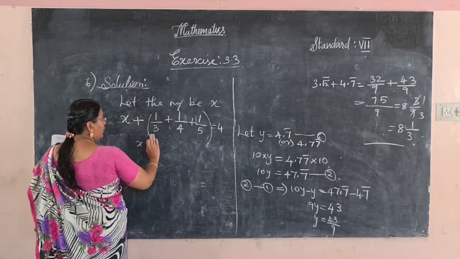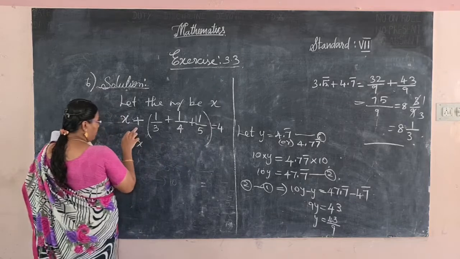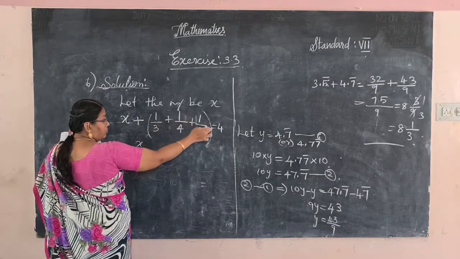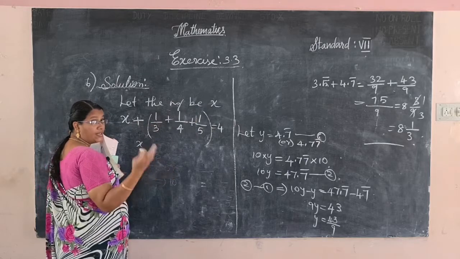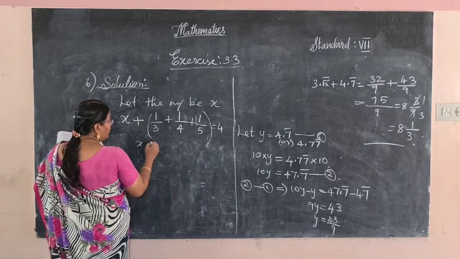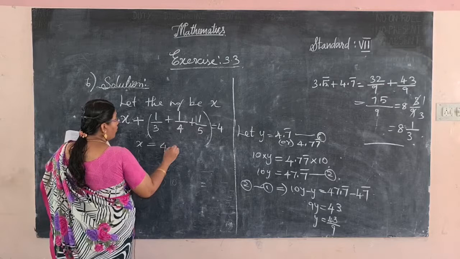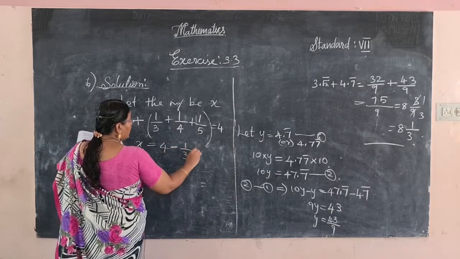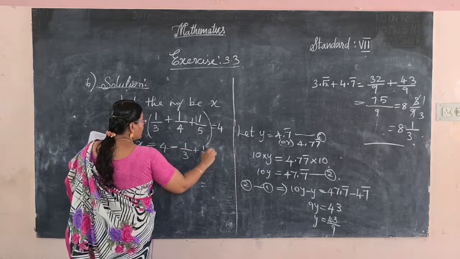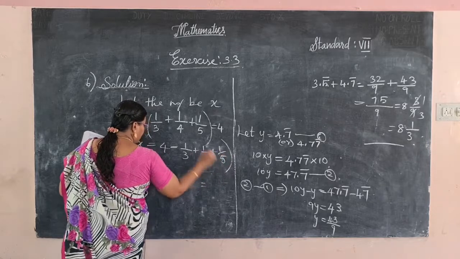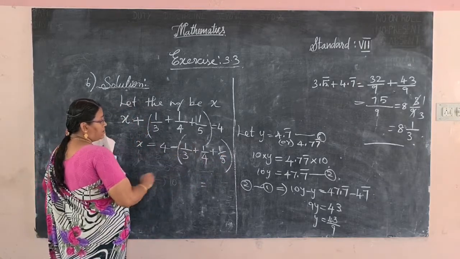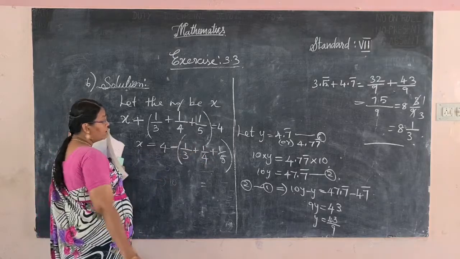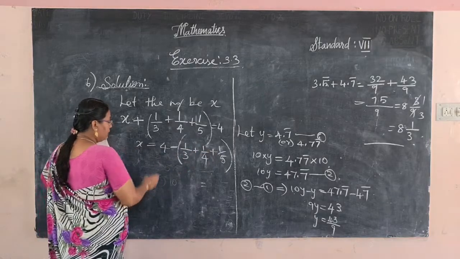So we have to find the x value. X stays here. These values move to the other side using the transpose method. Addition moves to that side and the sign changes to negative. So x equals 4 minus 1 by 3 plus 1 by 4 plus 1 by 5. Put the whole bracket, because each has a negative sign. So I have taken the minus from all the terms.